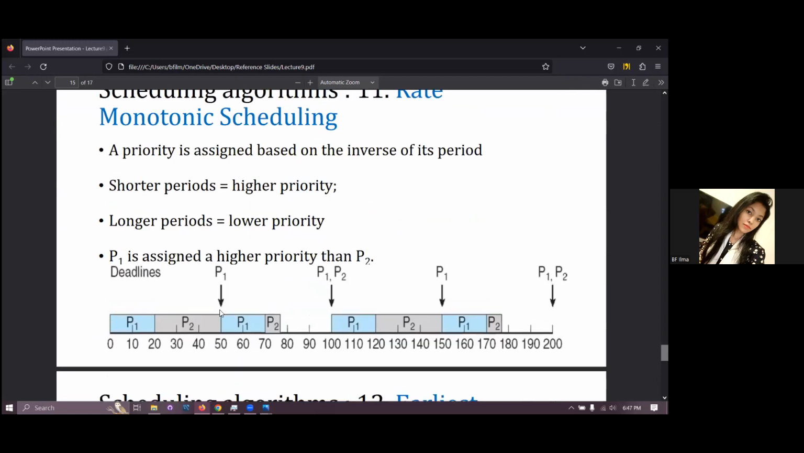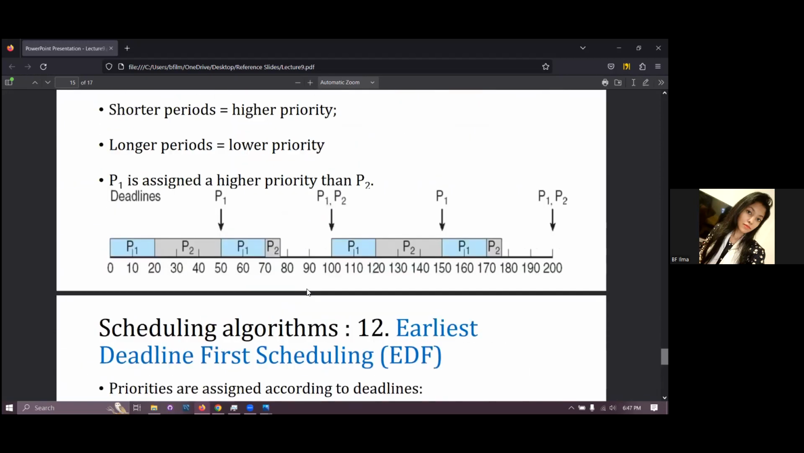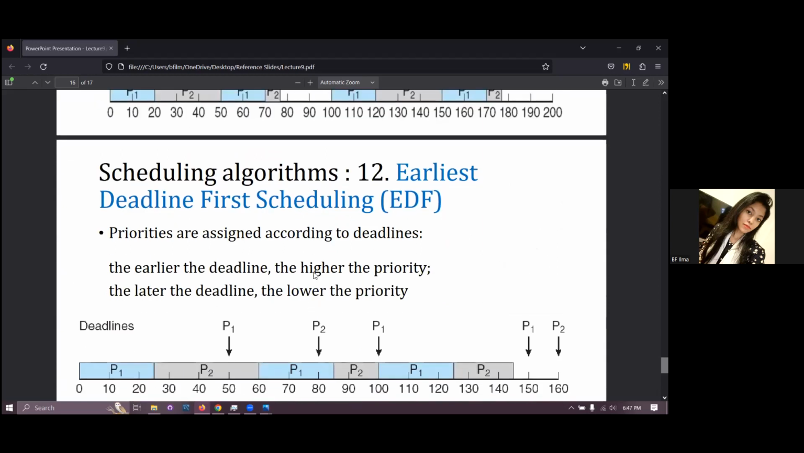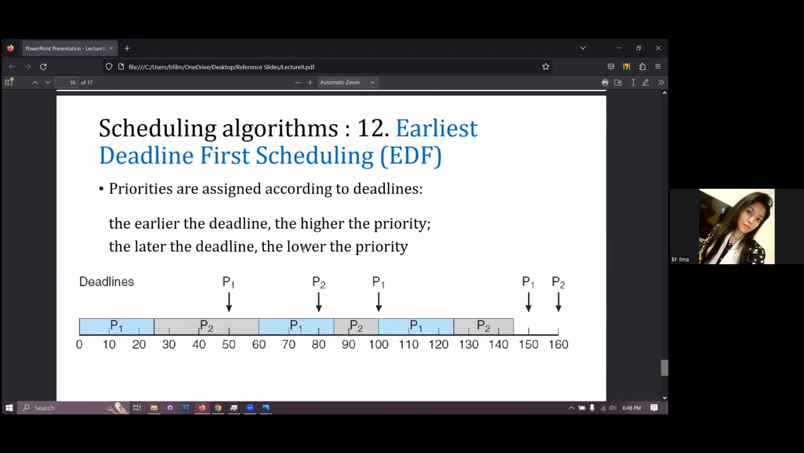We don't preempt P2 as in rate monotonic scheduling, because if not, we cannot finish P2 by 80 in this case. So we let P2 finish, and then we again take whichever process's deadline is coming first. Here we consider the deadline, and whichever is the earliest, we give the priority to that first.